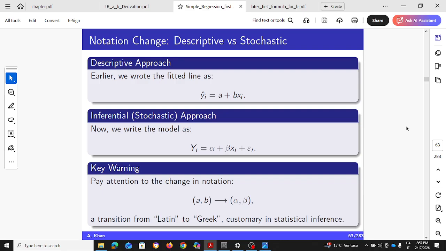Now, the descriptive approach and the inferential or stochastic approach. Before, we had this line. Everything here is deterministic. But now we wrote it just like this. So what's changed from descriptive to inferential is we just change the symbols.